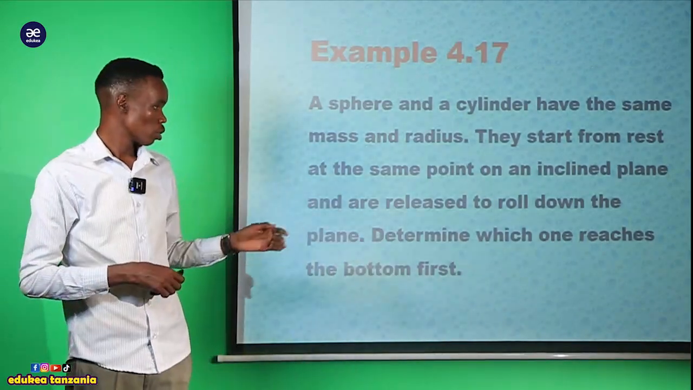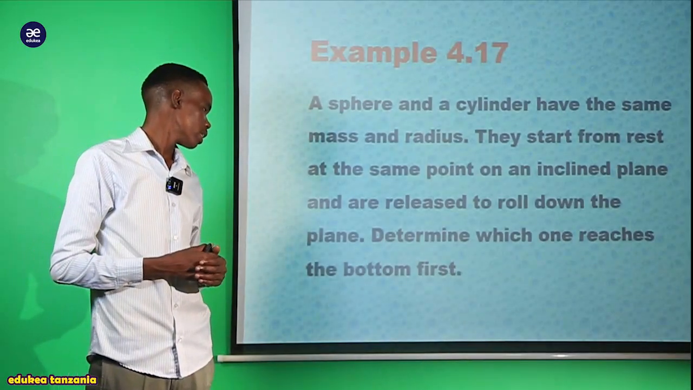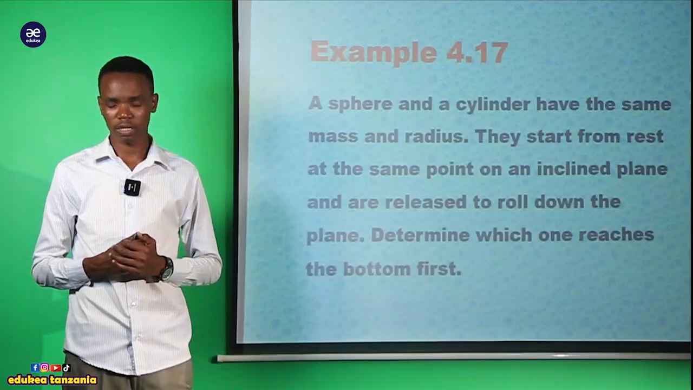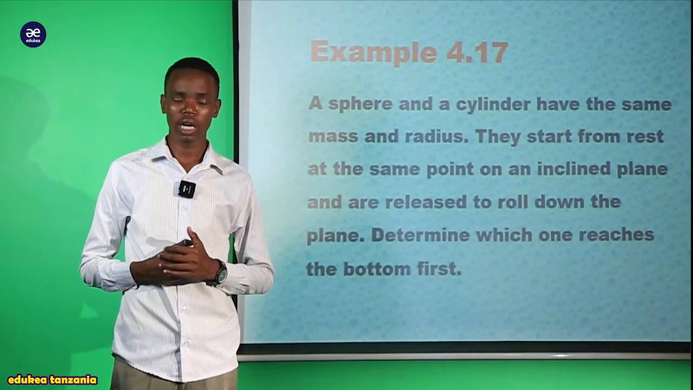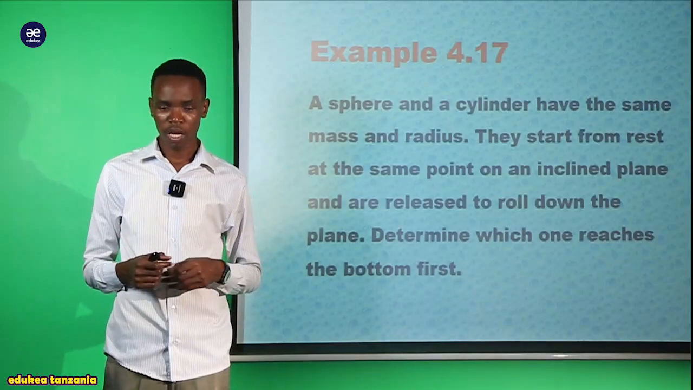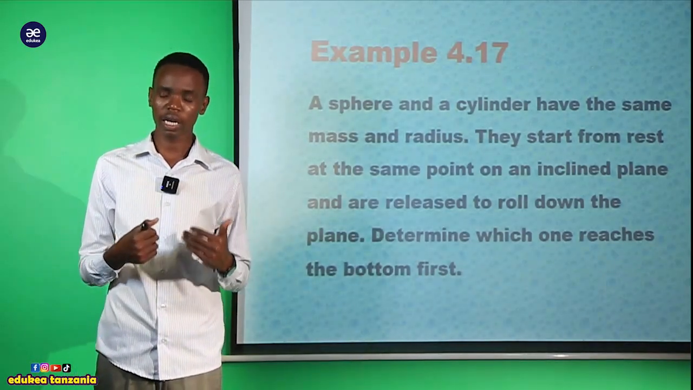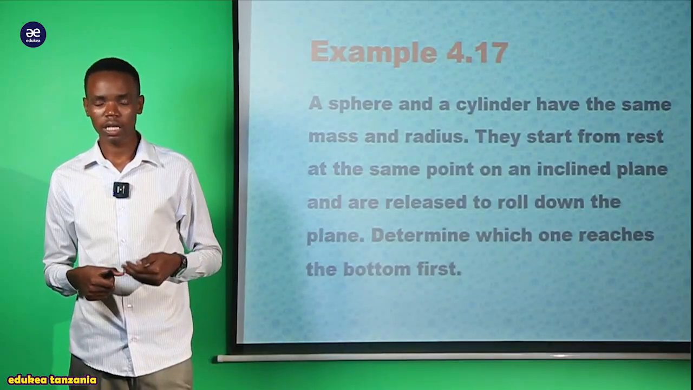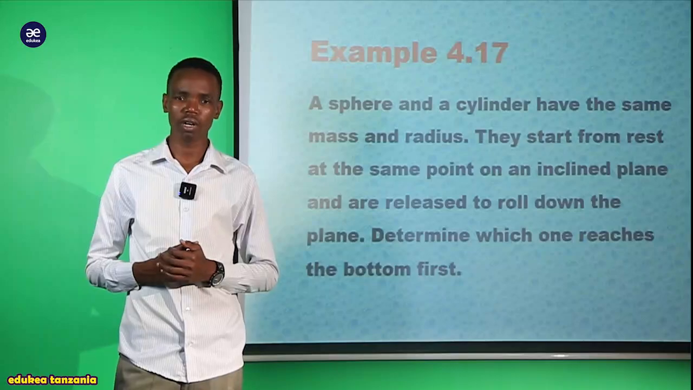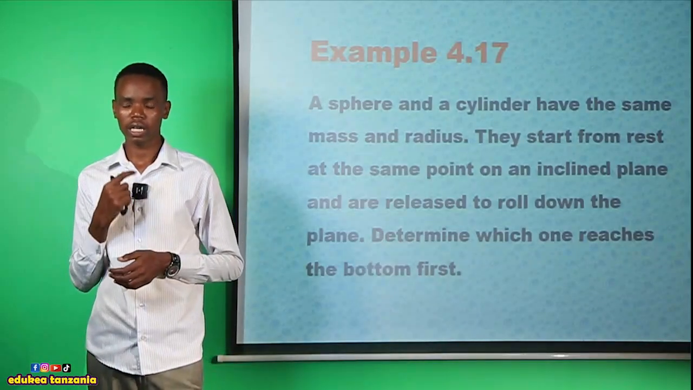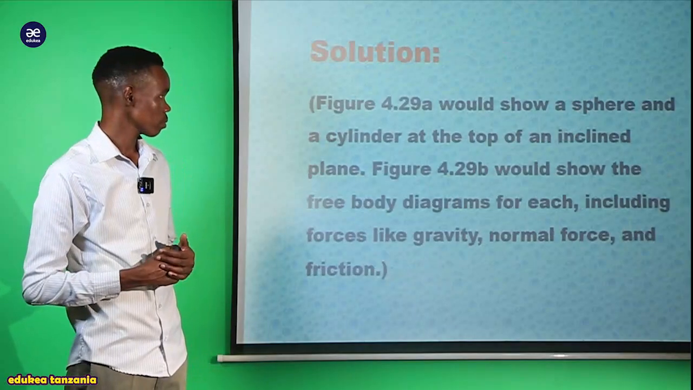So when they roll, we are supposed to determine which one reaches the bottom first. We are supposed to look at which of those could reach the bottom first. If they have the same mass, the same radius, and are released together, which of the following would reach the bottom first compared with the other?